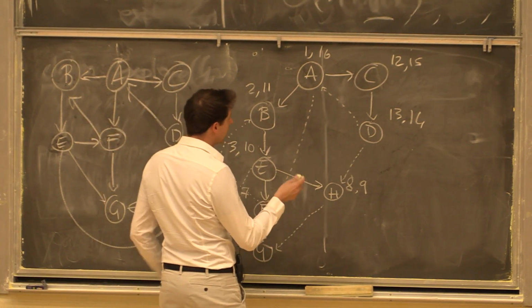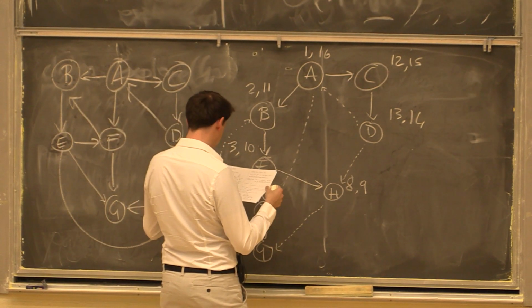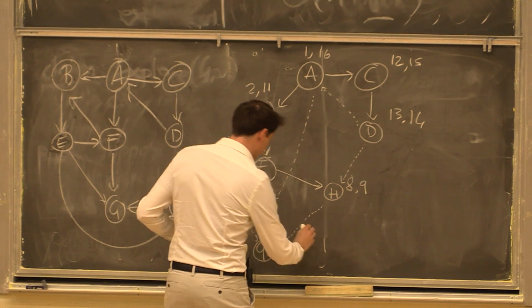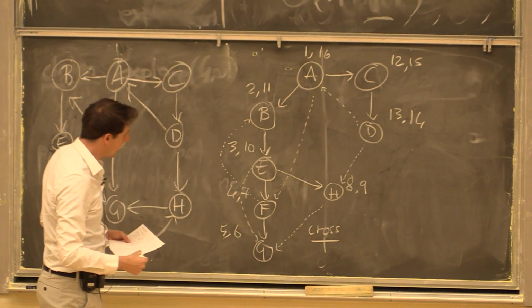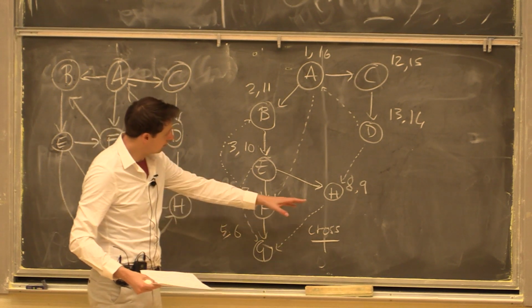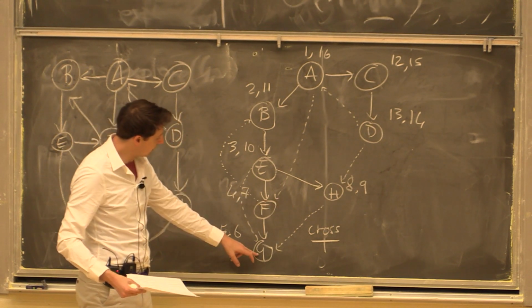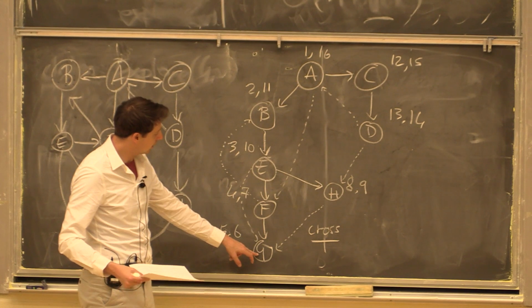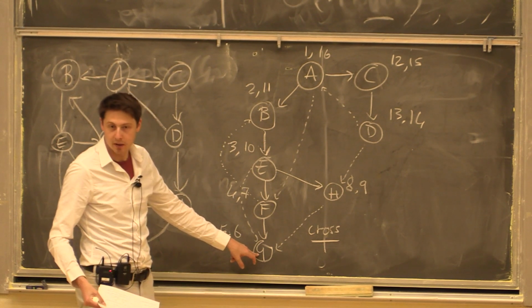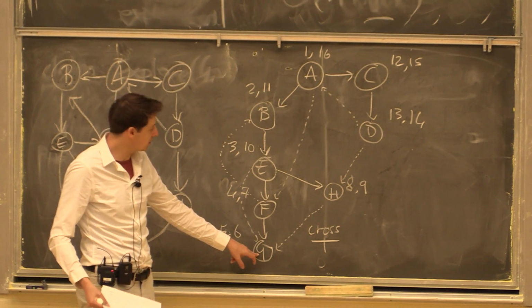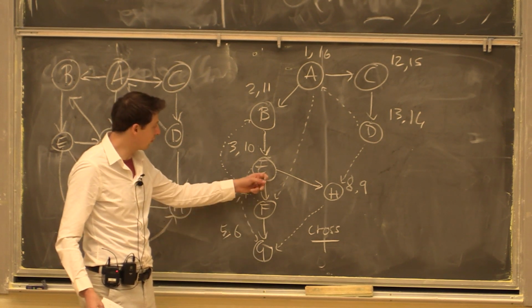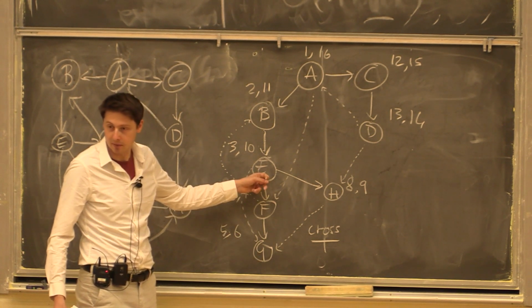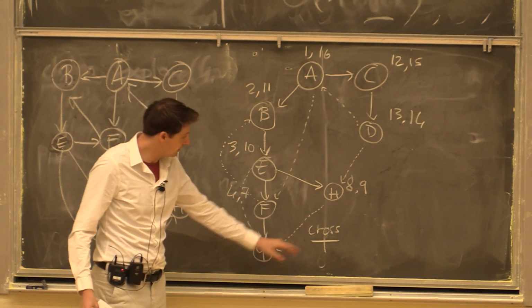Let's give names to these things. This is known as a cross edge. Why is it a cross edge? Because it goes to something that is neither a parent, neither an ancestor, nor a descendant, but it is reachable from the same ancestor. So this is a cross edge.